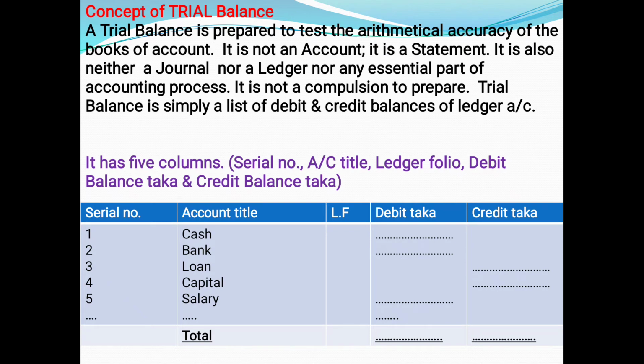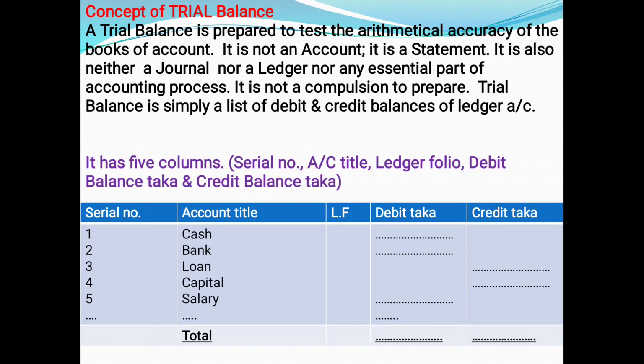Format of a trial balance. It has 5 columns. First column is serial number of accounts. Second column is account title. Third column is ledger folio, that is reference column. Fourth column is debit balance taka. Fifth column is credit balance taka.